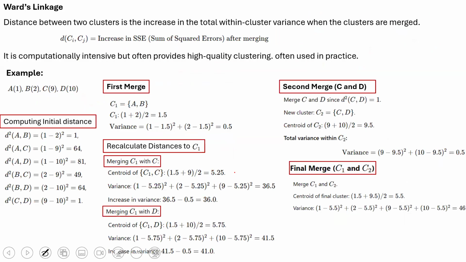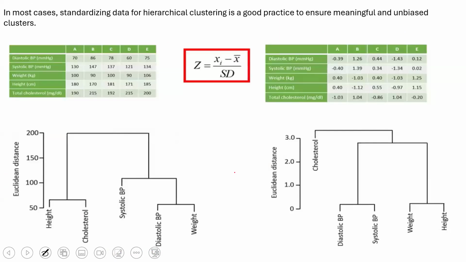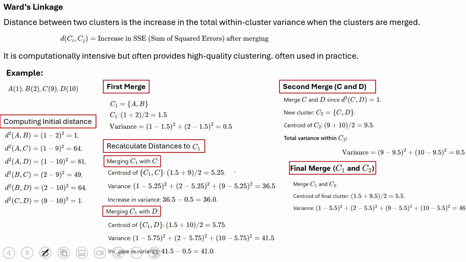We talked about single linkage, complete linkage, average linkage, and centroid linkage. The last one we will be talking about is Ward's linkage. Ward's linkage is the distance between two clusters, defined as the increase in the total within cluster variance when the clusters are merged. Ward's linkage is computationally intensive, but often provides high quality clustering, and it is highly used in practice.